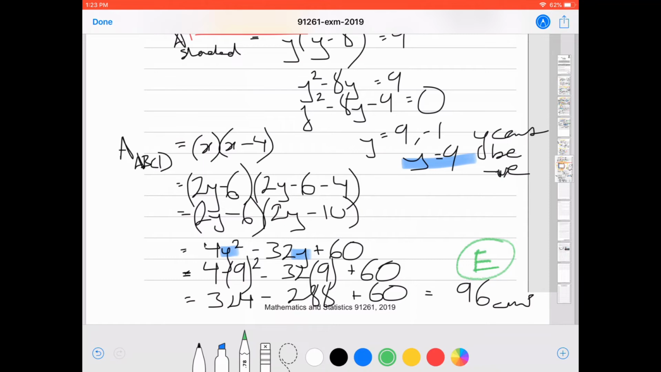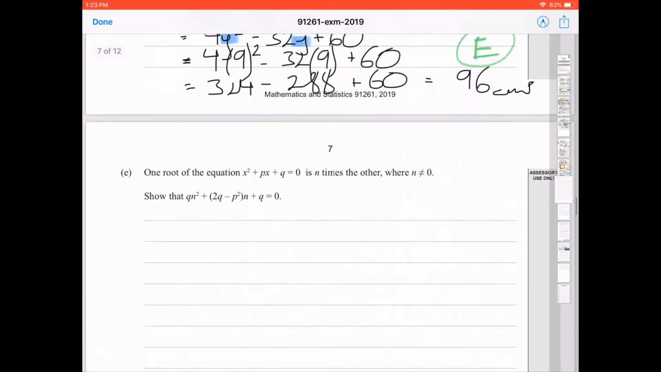But if you found the value for y, so y equals 9, you'd get an achieved mark. Okay, moving on to question 2e now.